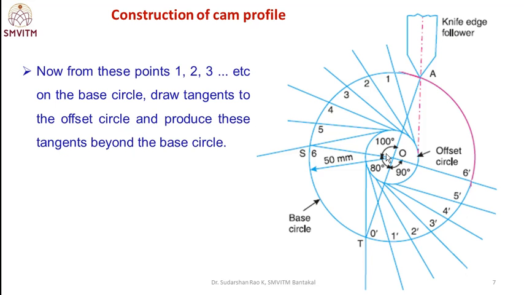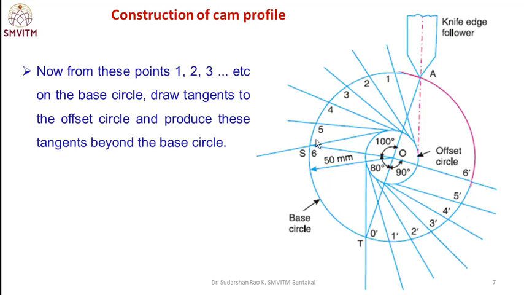Okay, for inline followers you join these points to the center of the cam, but in this case you have to draw the tangent to the offset circle. So from these points you have to draw the tangents to the offset circle; you will get 12 tangent lines.